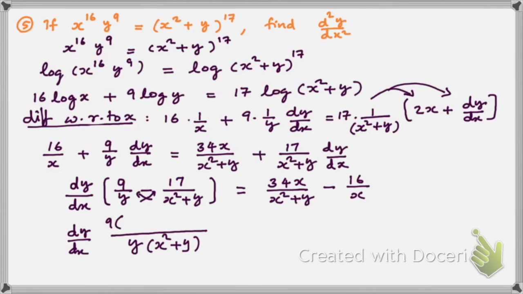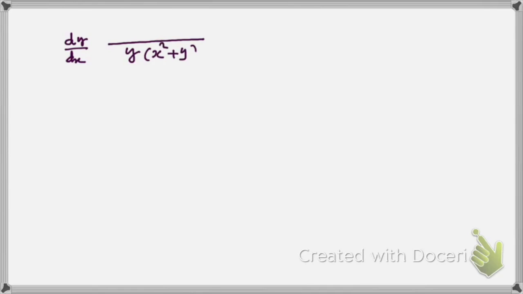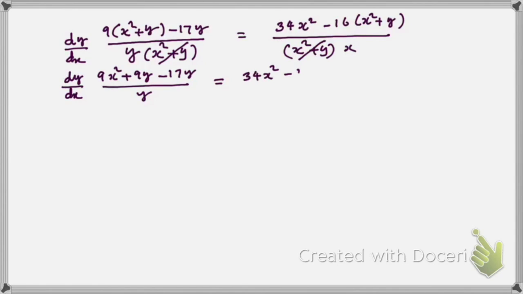Then we take LCM. LCM on the left side is y into x square plus y, and I cross multiply. So 9 into x square plus y minus 17y. On the right side, the LCM is x into x square plus y, and you cross multiply. X into 34x is 34x square minus 16 into x square plus y. Let me just copy this same thing on the other side one more time. Then I can see that this x square plus y is the same on both sides in the denominator, and so they are going to get cancelled. So that's how I cancel this denominator.